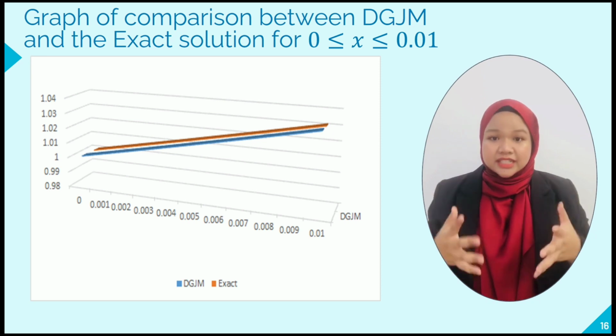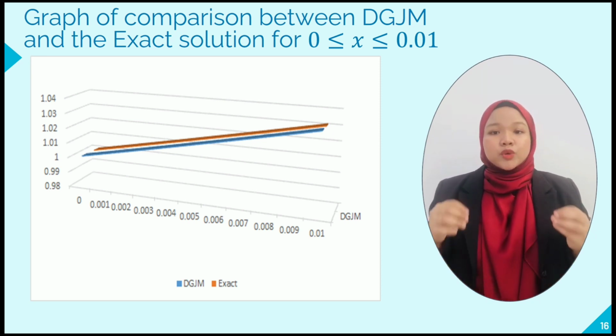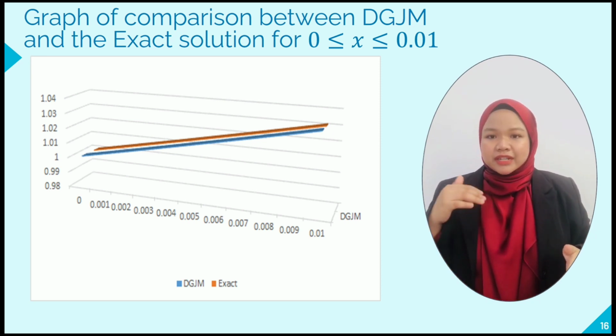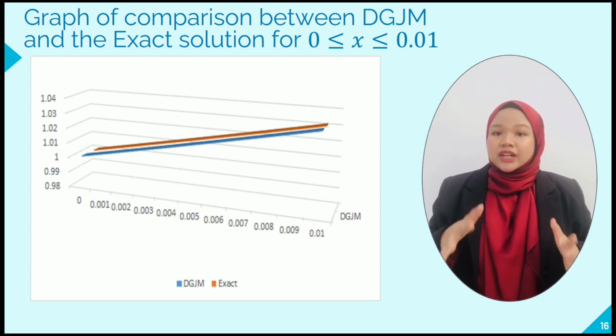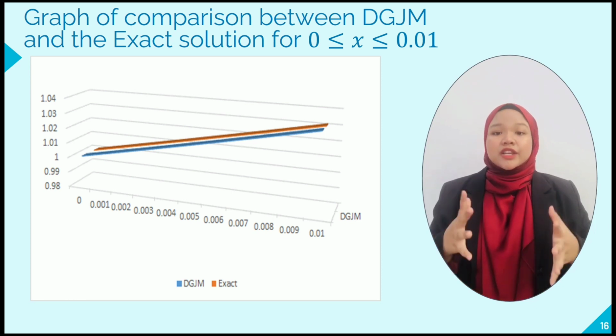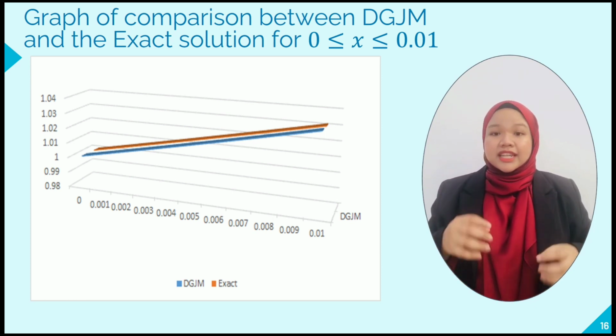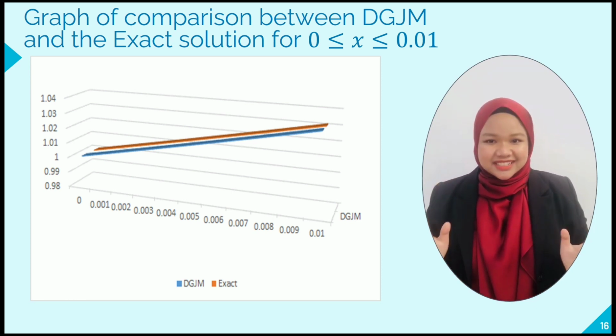As we can see from the line graph here, the blue line represents the Daftardar-Gejji and Jafari method and the red line represents the exact solution. Based on the graph, it can be seen that the value of the Daftardar-Gejji and Jafari method increases when x increases.